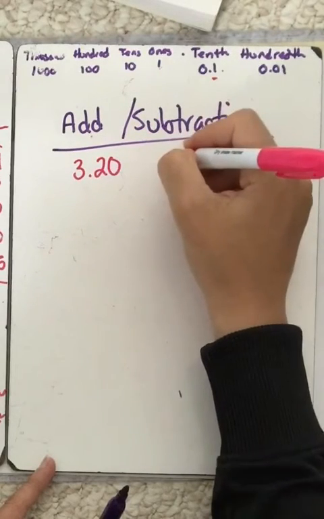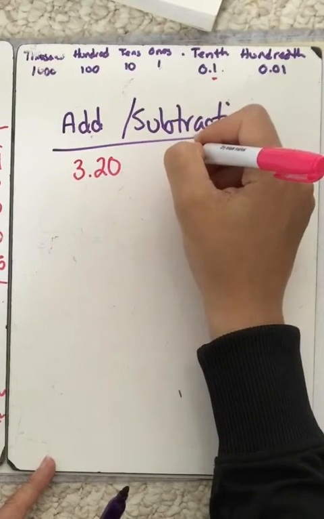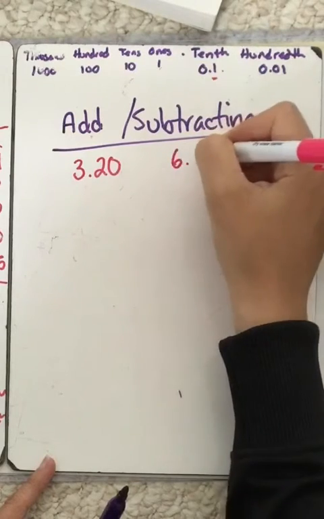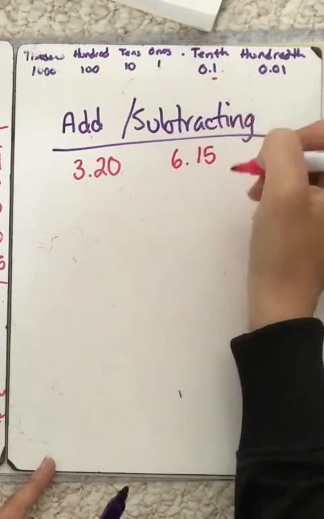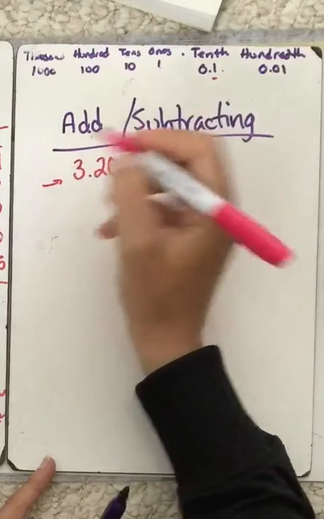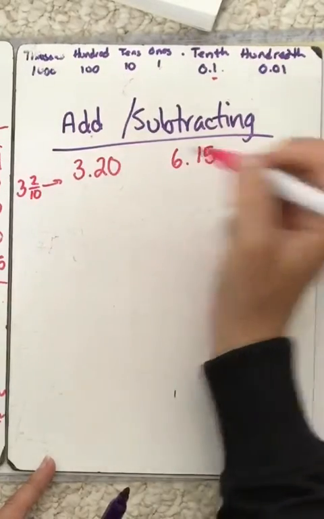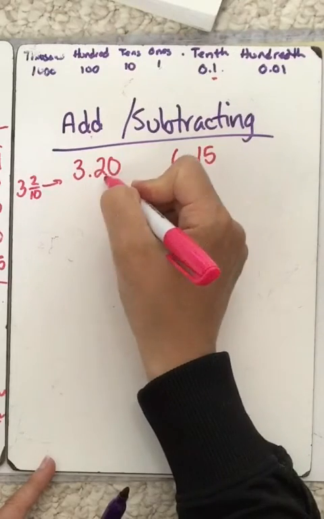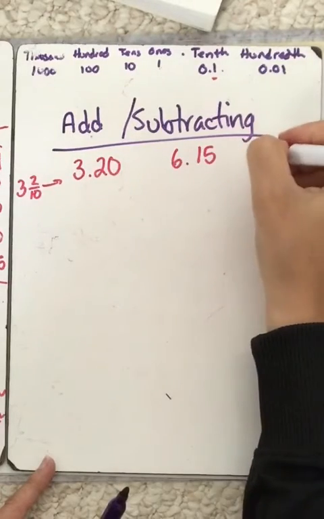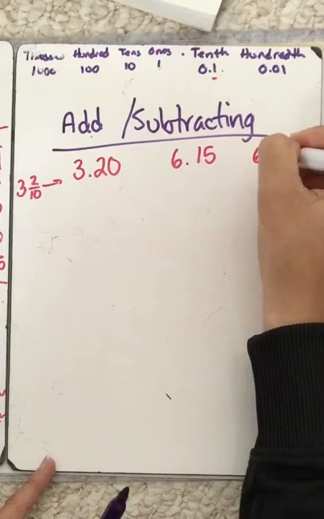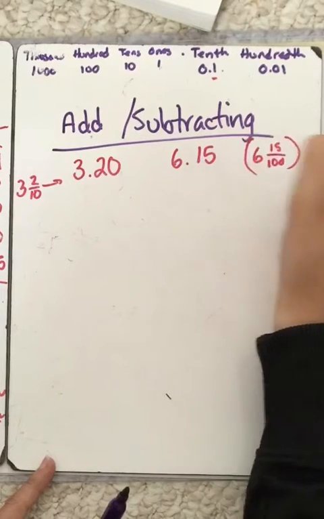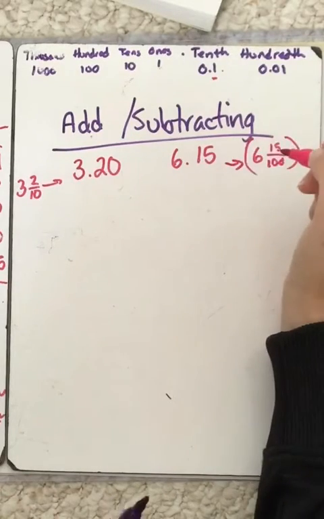$3.20 and you had something else that cost $6.15, and by the way, this would be written as 3 2/10. So that would be your mixed fraction, 3 wholes and 2/10. This would be your 6 15/100. Just as a side note, it's always about making connections.